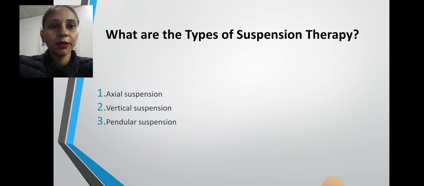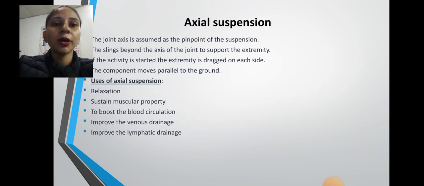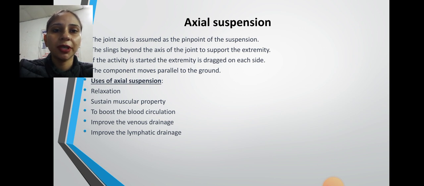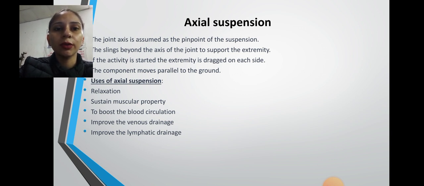So, we're going to talk about the types of suspension therapy. First is axial suspension, second is vertical, and third is pendular suspension. In axial suspension, the joint axis is assumed as the pinpoint of the suspension. The slings are placed beyond the axis of the joint to support the extremity. If the activity is started, the extremity is dragged to each side. The components move parallel to the ground.